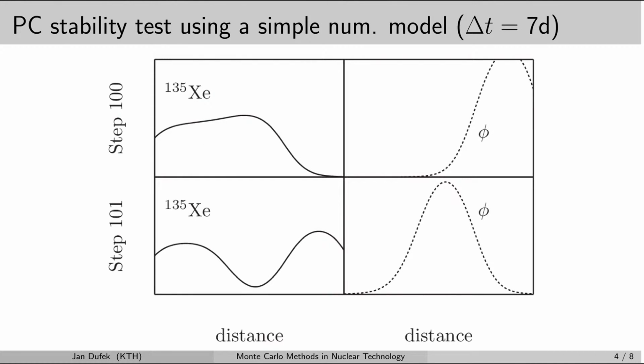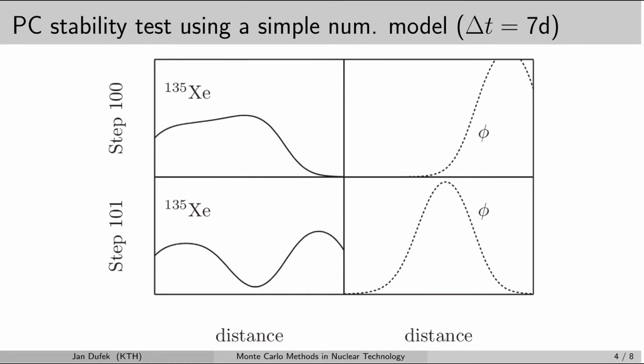So let's have a look at the results of a test simulation in which I use the predictor-corrector based coupling scheme between the Monte Carlo and the burnup solver. So this is based on a very simplified numerical model. Actually, the flux solver is not Monte Carlo, it's a deterministic solver, because in order to analyze the stability we don't necessarily need to use the Monte Carlo solver.